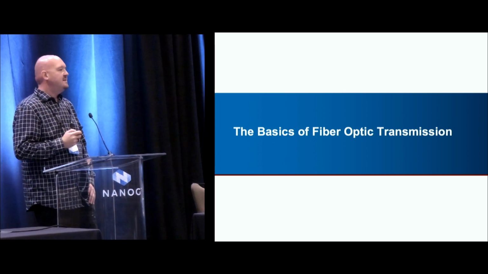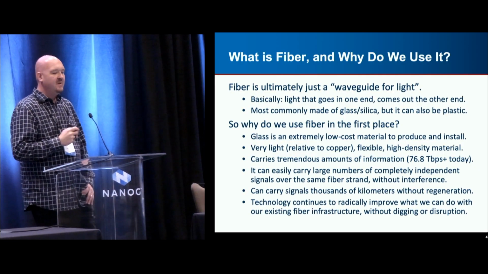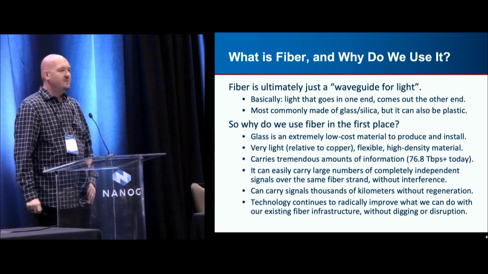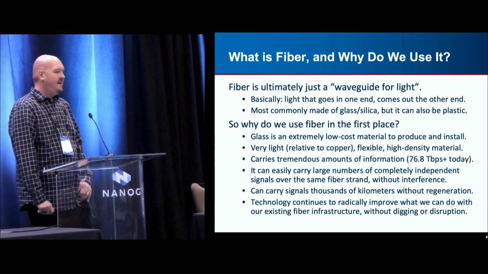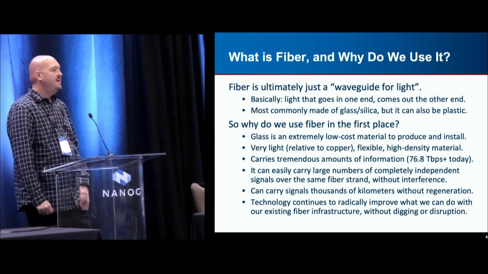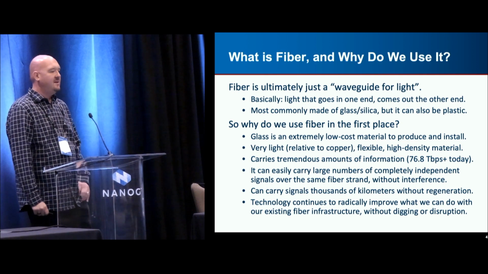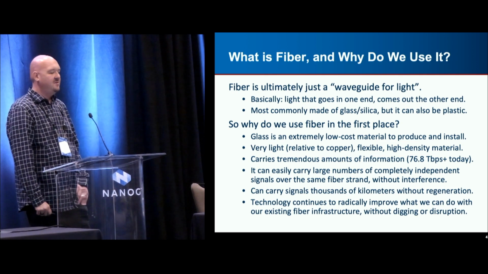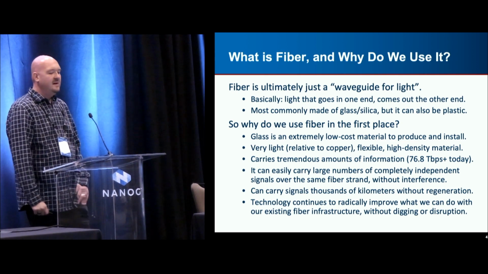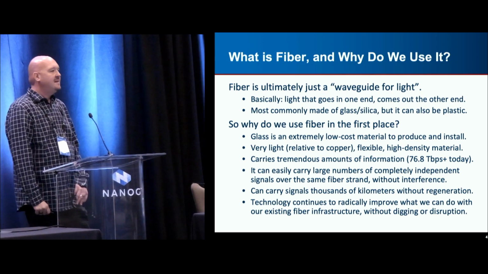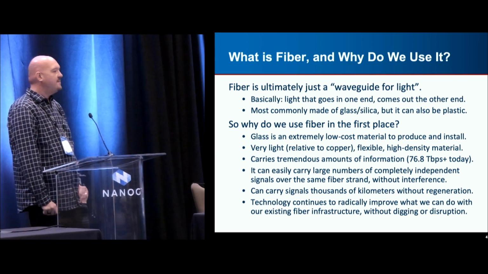So the basics of fiber optic transmission. So what is fiber? Why do we use it? So really, fiber is a waveguide for light. It's just a piece of material that carries light from one end to another. So you put light in one end, it comes out the other. It's most commonly made of glass or silica. It could also be plastic.